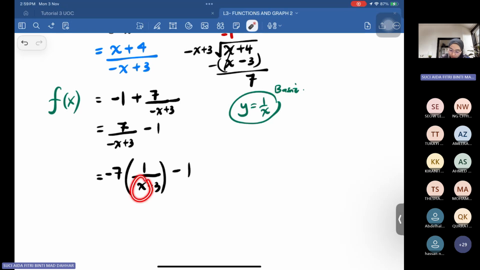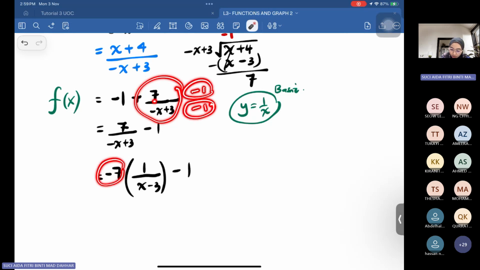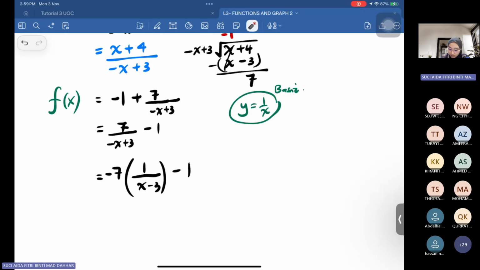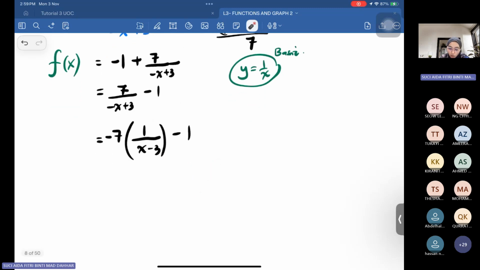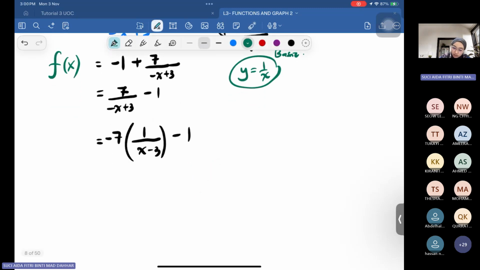Why didn't I write negative x here? It's dangerous. If you multiply by a negative outside, the negative must be applied entirely, including the negative 3, so I don't want you to be confused by that. So what I did is multiply this fraction by negative 1, both the top and the bottom. The top becomes negative 7, but the bottom becomes positive x minus 3. Got it?